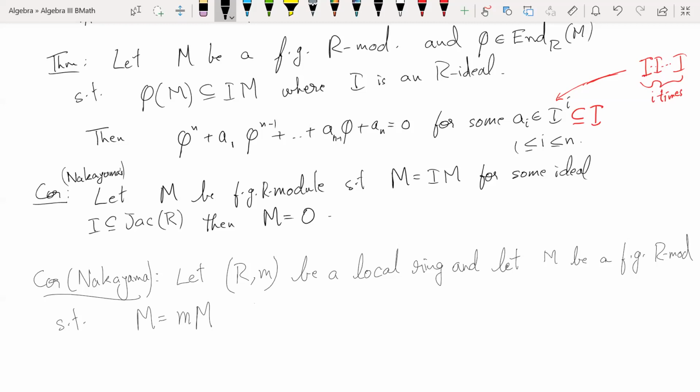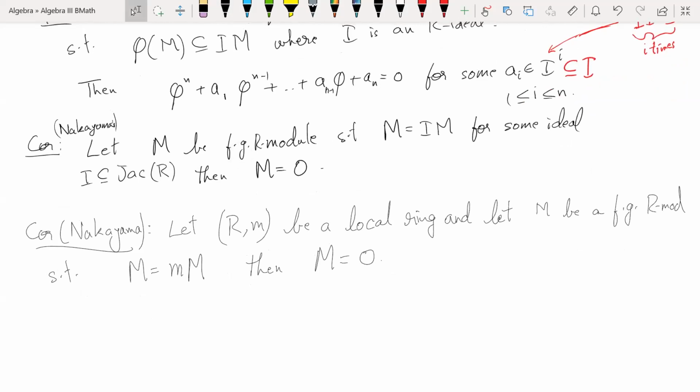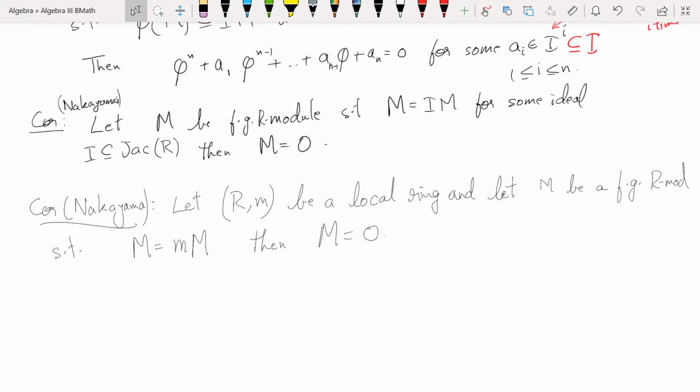So such that M equals 𝔪M, then what you can conclude is that M is equal to zero. In fact, you can put M equals IM, where I is some proper ideal, then also the same conclusion holds, because IM will be contained in 𝔪M. And if M equals IM, then of course little 𝔪 times M will also be equal to M. So if some smaller module is equal to the whole module, then of course somewhere in between will be equal to the whole module.